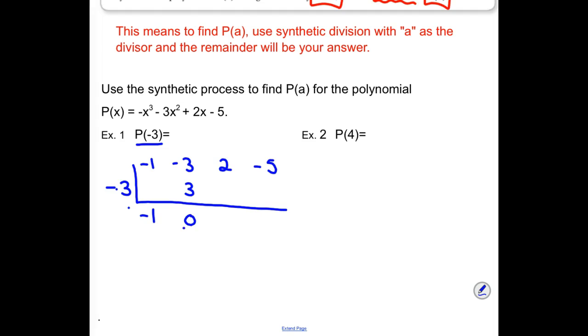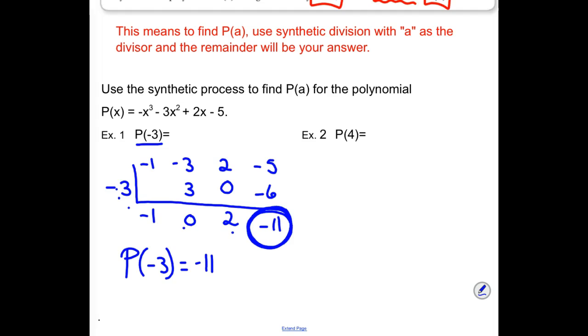Negative 3 times 0 is 0. Adding is 2. Negative 3 times 2 is negative 6. Adding is negative 11. That tells me that the value of the polynomial when I dump a negative 3 in for all my x's will be negative 11. I am just looking for the remainder piece. All right, one more example of those.